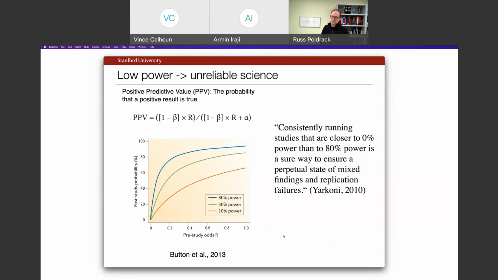And this is consistent with something that Tagliaferri wrote back in 2010. Consistently running studies that are closer to 0% power than 80% power is a sure way to ensure a perpetual state of mixed findings and replication failures.